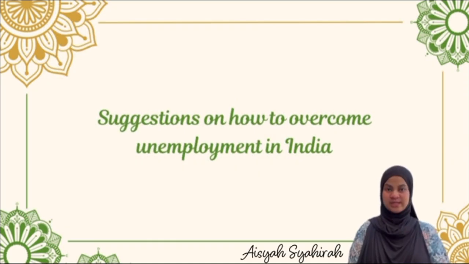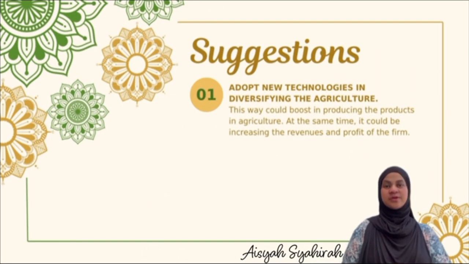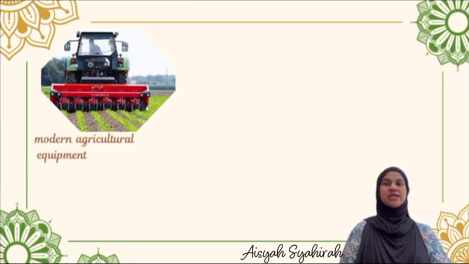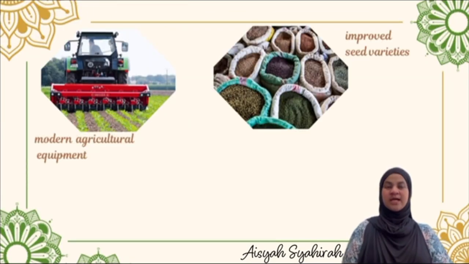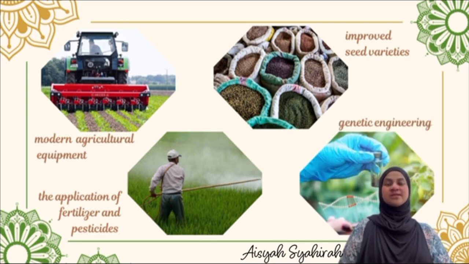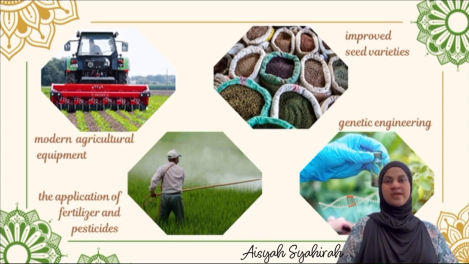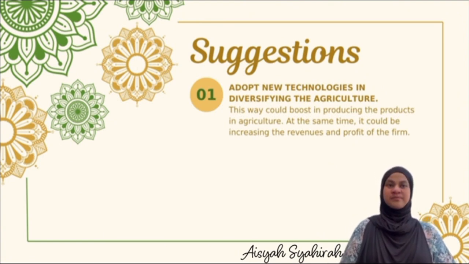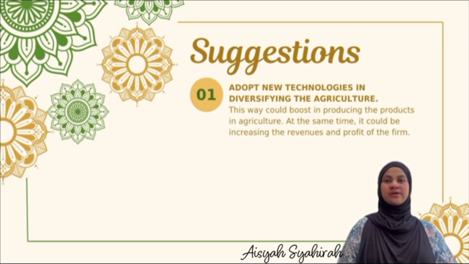Next, we go to the suggestions. First suggestion is to adopt new technologies in diversifying agriculture. The use of modern agricultural equipment, improved seed varieties, the application of fertilizer and pesticide, genetic engineering, and other methods are just a few examples of how technology may be used in agriculture. This could boost the production of agricultural products. At the same time, it could increase the revenue and profit of the farm. In other words, they could hire more workers when the diversification runs well.